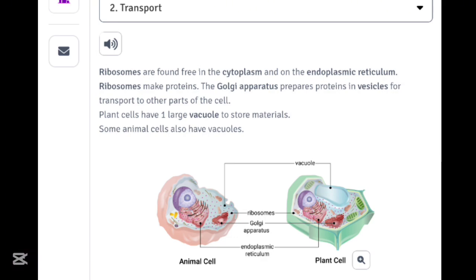Plant cells have one large vacuole to store materials. Some animal cells also have vacuoles.